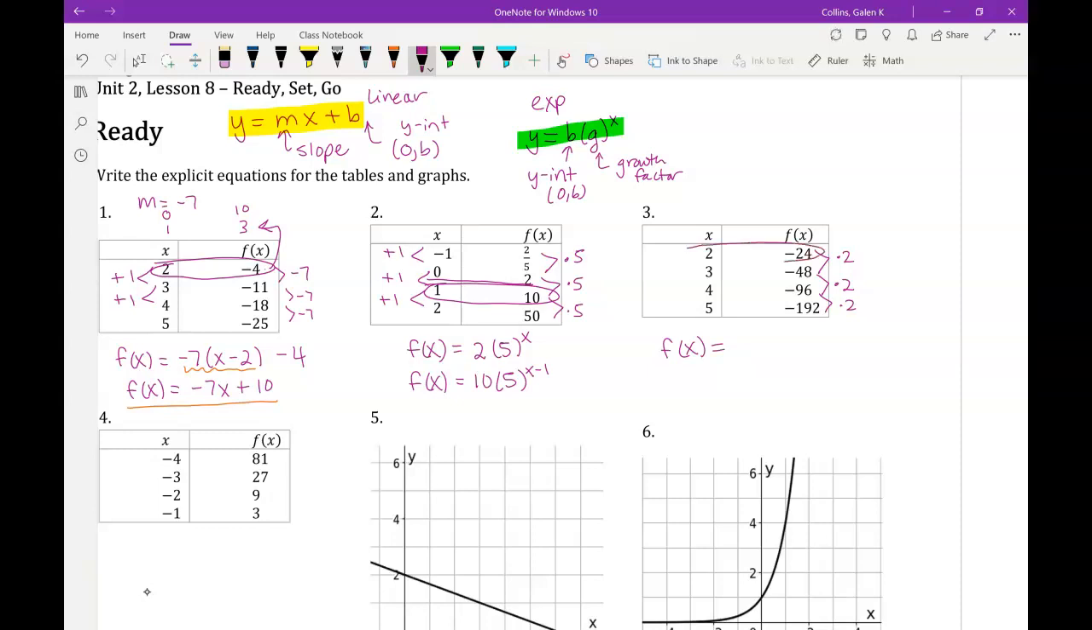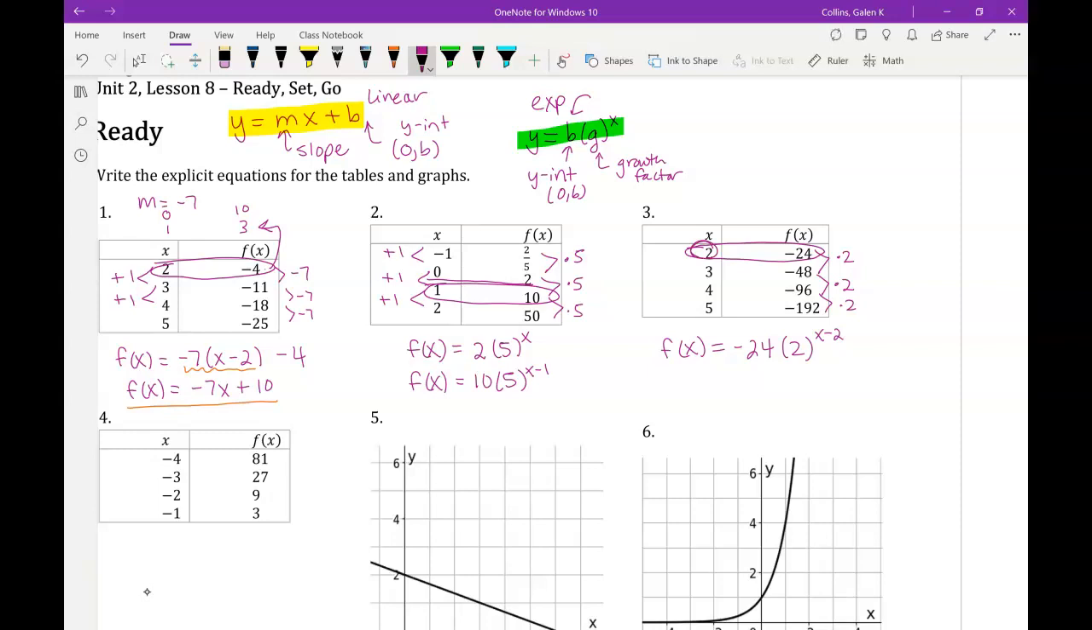So like, let's say that I use this first ordered pair. If I use the starting value of negative 24, so I'm not really using b, where that's my y-intercept, but I'm using a different y value for when x is equal to 2. I'll have my growth factor of 2, and then instead of just the exponent x, I will have the exponent x minus 2 up there since I used the second x value.